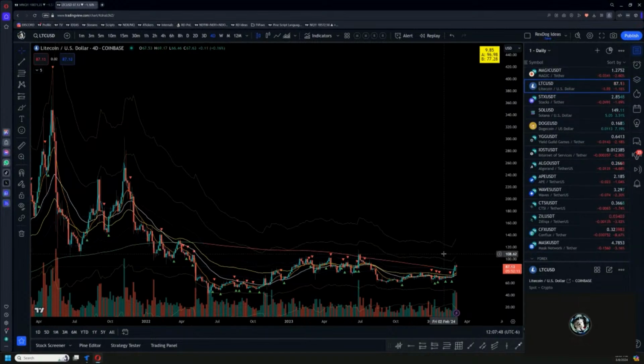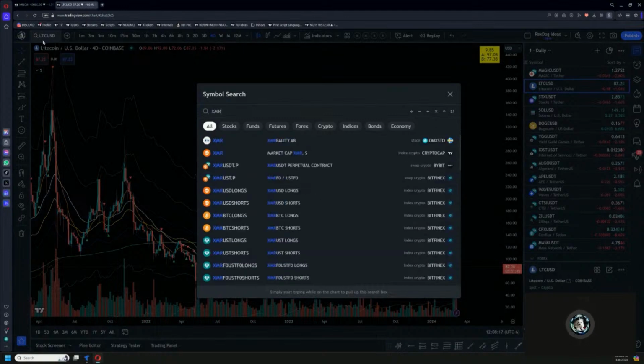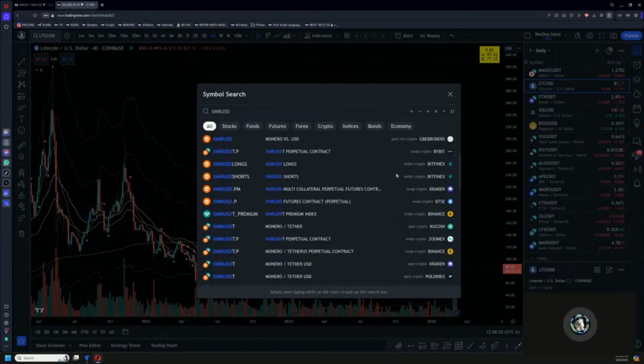All right, 108. You know, the problem is this might just be the trigger for people to push it up to 150. Okay, Litecoin. XMR. Holy crap. I haven't seen XMR in a while, Monero. XMR USD. Oh, looks like there are not many exchanges there.